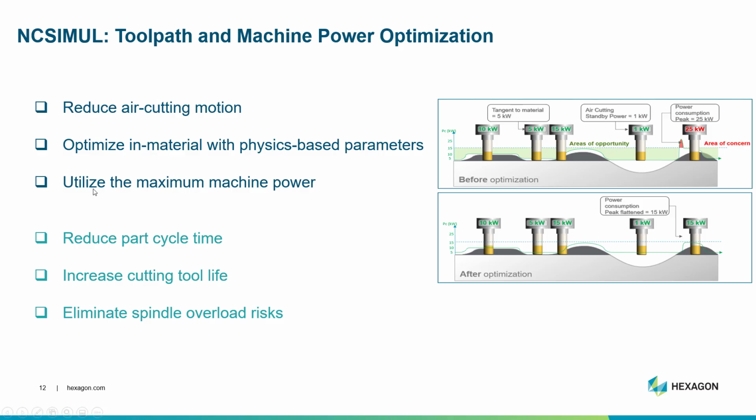And the third one we can do is utilizing the maximum machine power. This one will eliminate any spindle overload risks, like it says, so that you're not overrunning your spindle. And the cool thing about that one is you don't have to run a proven program ahead of time at the real machine. You can use all the parameters inside the digital twin and all the tool parameters to be able to verify everything completely ahead of time.